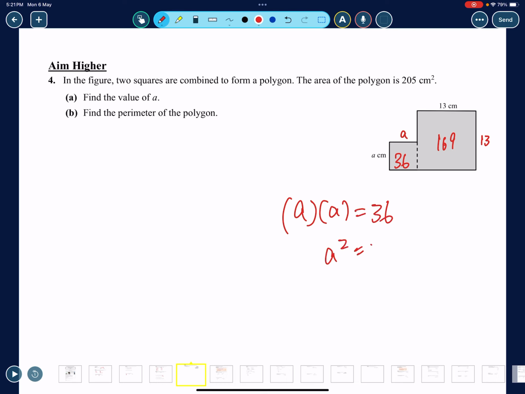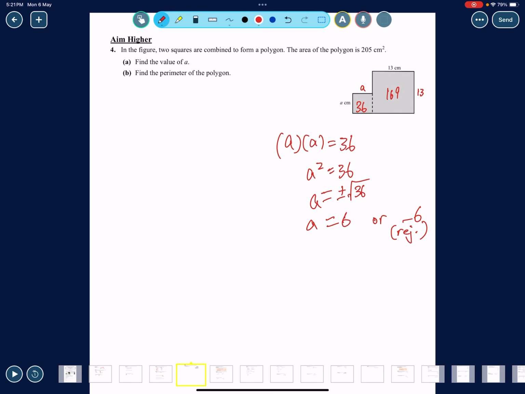A squared equals 36. A equals plus or minus square root of 36. Again, there's always plus or minus now in your head. So it's either 6 positive or negative 6. Now, the negative cannot be the answer because distance usually is positive. So I reject this one. A can only be 6.